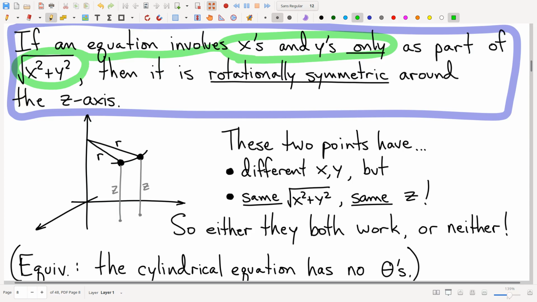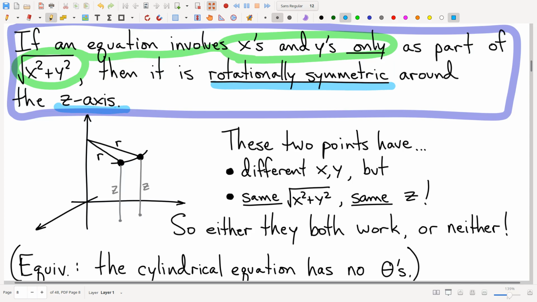Now, this doesn't happen all the time, right? This little trick, this little tool only applies in limited circumstances. But when it does, it's so easy to notice. Just look at where the x's and y's are. And if all the x's and y's are inside of that expression, price paid, and you get for free, as a result, this powerful geometric conclusion. Your surface is rotationally symmetric around the z-axis. And that is a tremendous amount of geometric information that I get for free at a glance. It's a totally awesome theorem.